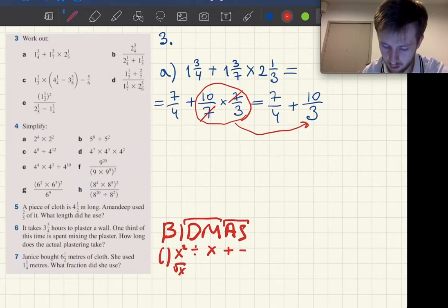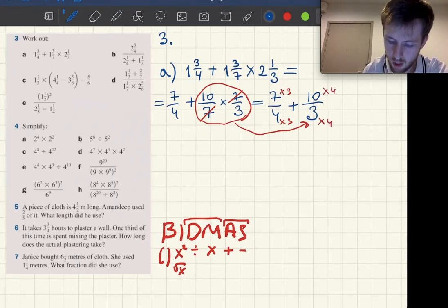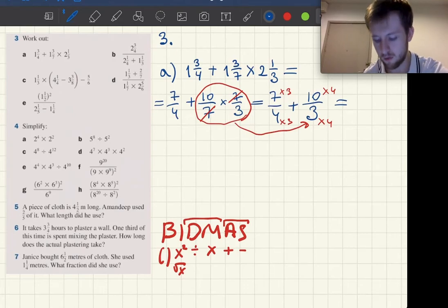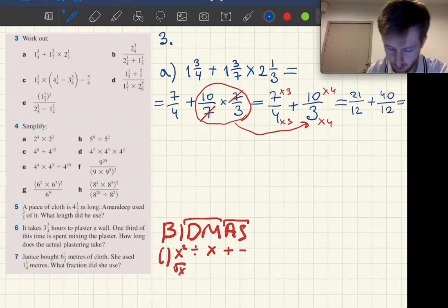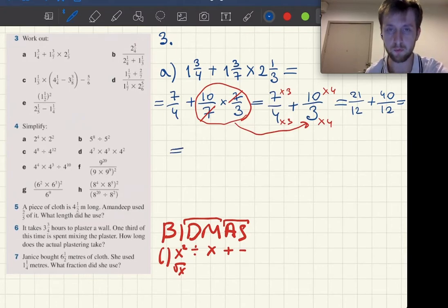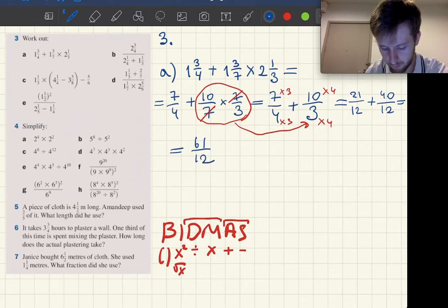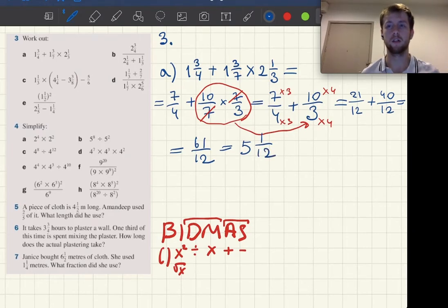How do we add them together? This we do times 3, this we do times 4. Of course, we find a common denominator. And then we're going to have 21 over 12 plus 40 over 12, which is equal to 61 over 12, which is equal to 5 and 1 over 12, like this.